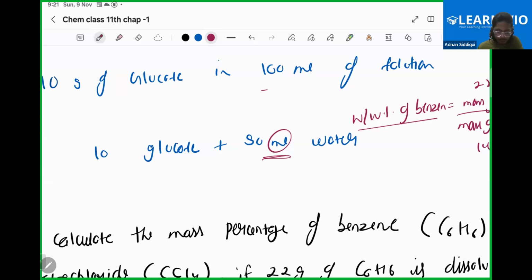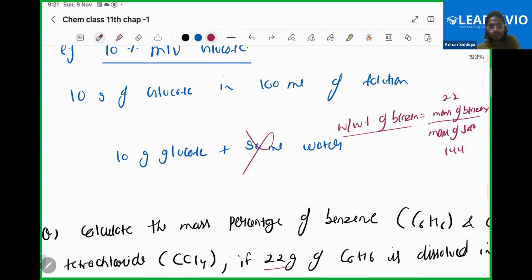So simply we'll write like this: 10 gram. 90 ml of water is not possible because these two are in different units. But if we calculate the density of water here, we will not get 1, right? We'll get 1 by 9.